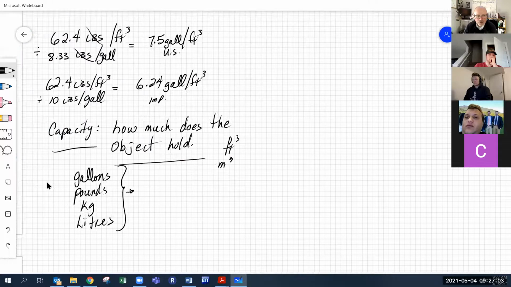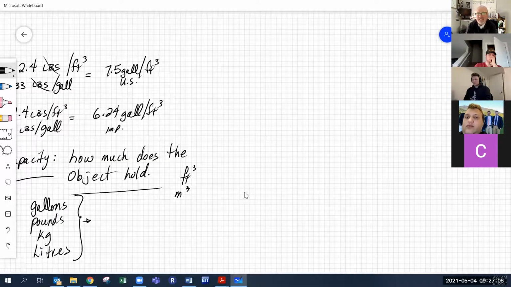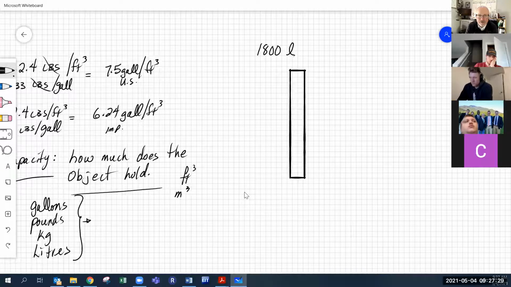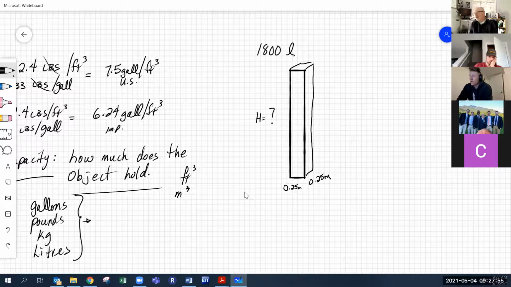So let me ask you a question as an example. If I had a container that holds 1,800 liters, and I needed to build a space to hold that container. So I'm going to draw a container here if I can. There we go. It's not very good. So this container has to hold 1,800 liters. But here's the issue. The bottom is only going to be 0.25 meters by 0.25 meters. I want to know the height of my container.